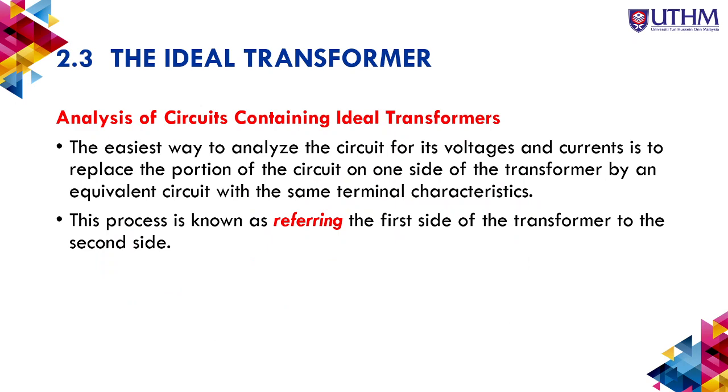So the easiest way to analyze the circuit for its voltage and current is to replace the portion of the circuit on one side of the transformer by an equivalent circuit with the same terminal characteristics. That's why there was the conversion earlier. So this process is known as referring: referring the first side of the transformer to the second side.